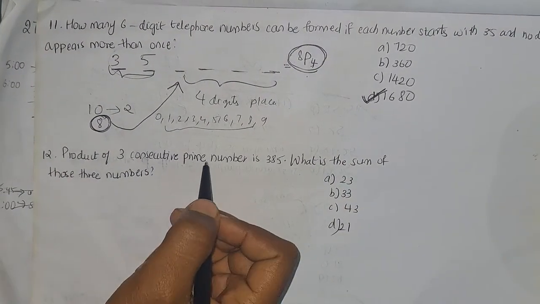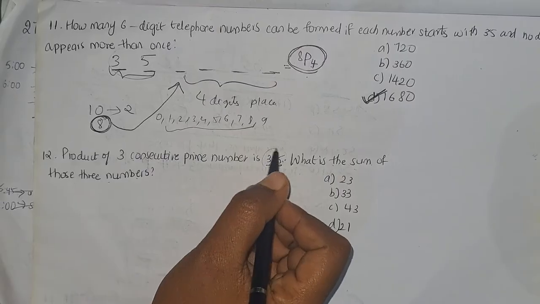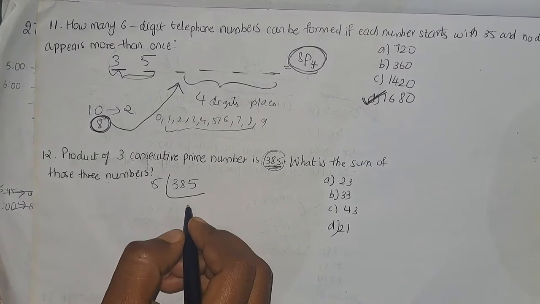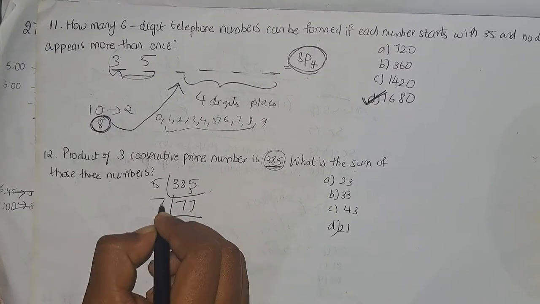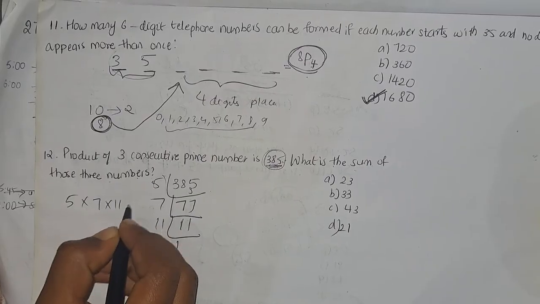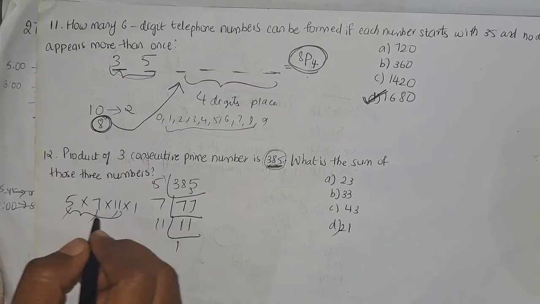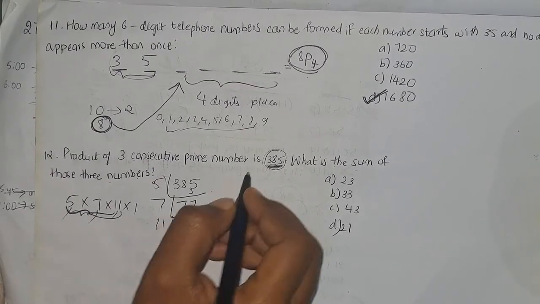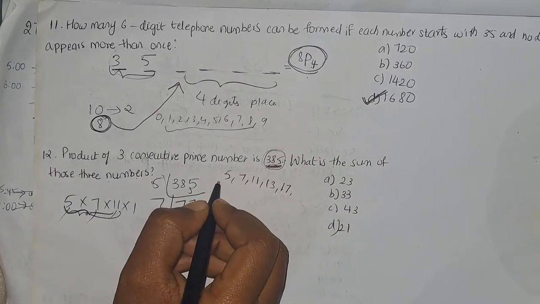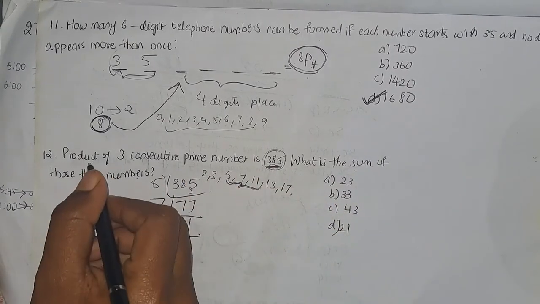Here the product of 3 consecutive prime numbers is 385. What is the sum of those 3 numbers? So let us find out the factors of 385. So if you do the division, what will you get? 7s. Again, so these are the factors of 385. So what are the prime numbers here? 5 is prime, 7 is prime, 11 is prime, and these are consecutive prime numbers also, because 2, 3, 5, 7, 11, 13, 17. So here 5, 7, 11 are consecutive prime numbers.